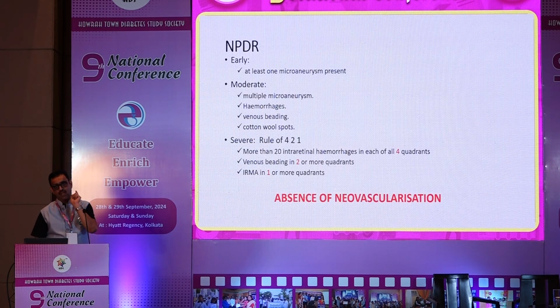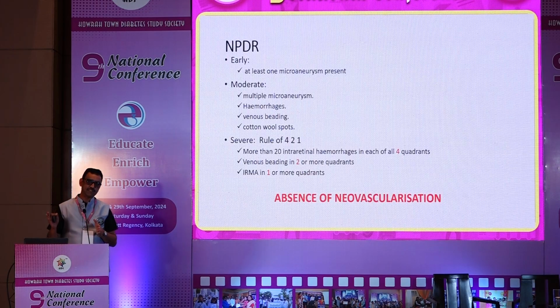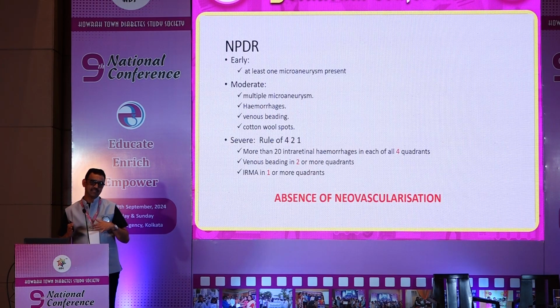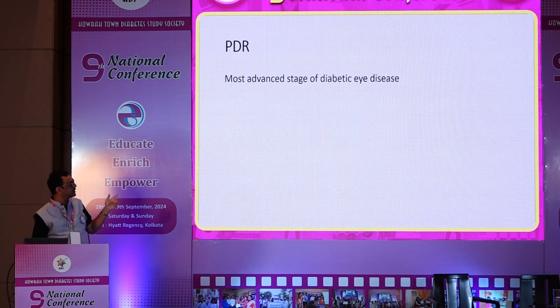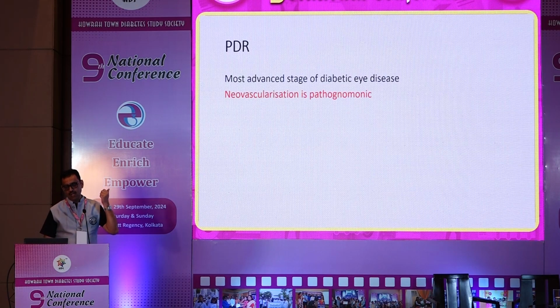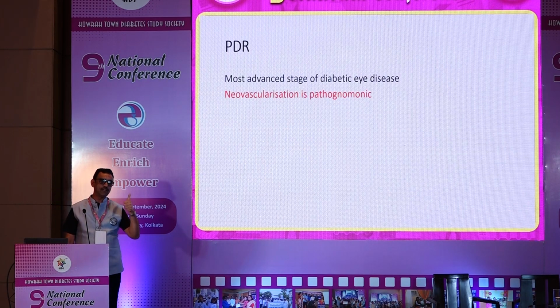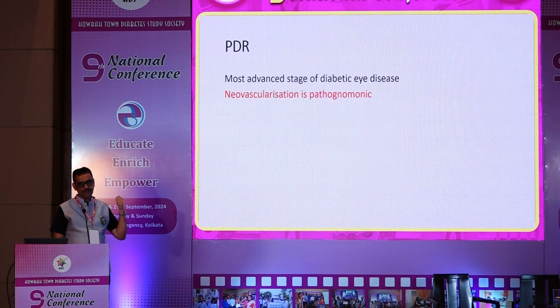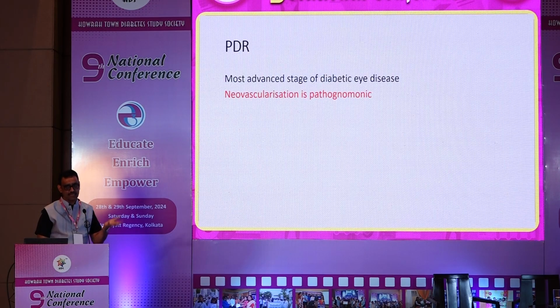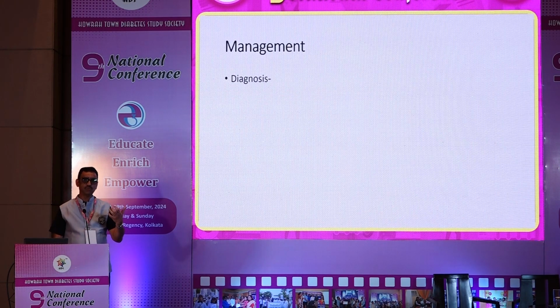Now, there's a difference between IRMA and neovascularization. Again, that is the domain of Dr. Richa, not mine. PDR is the most advanced stage of diabetic retinopathy. Here, the defining thing is neovascularization. This is not a very good thing. It is difficult to predict how it will progress and difficult to treat. Patients are not very happy. Now comes your part, the management.